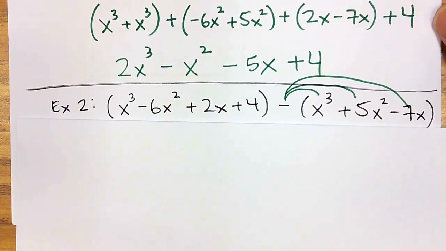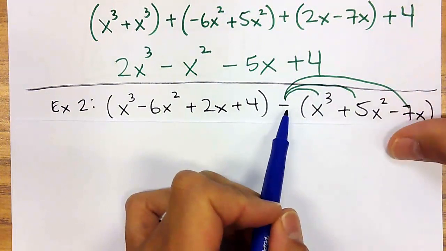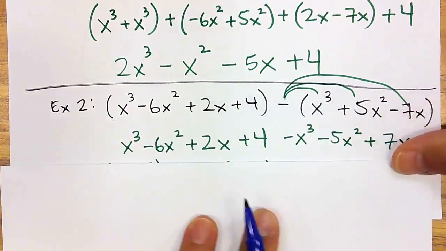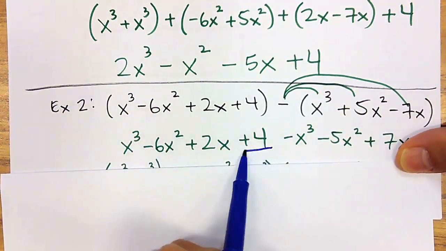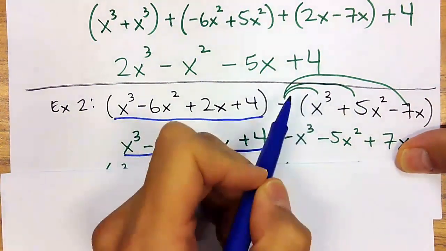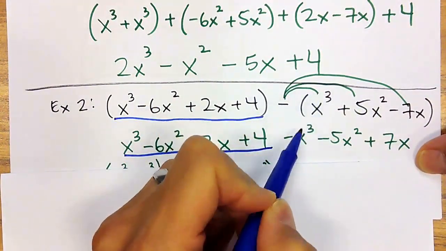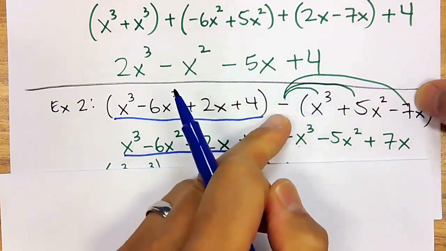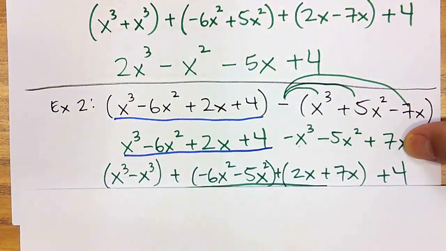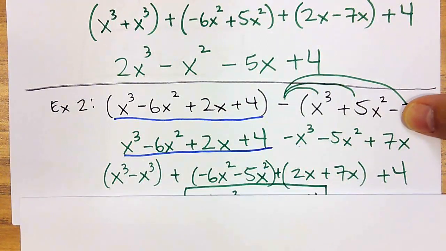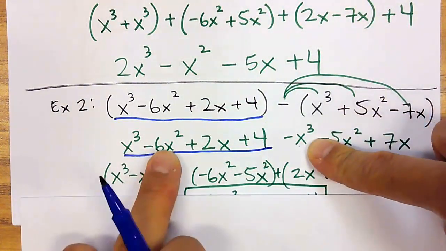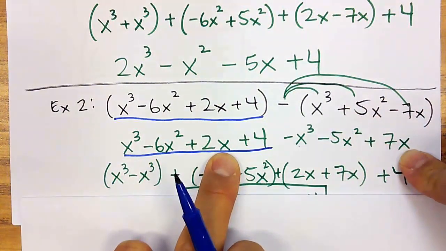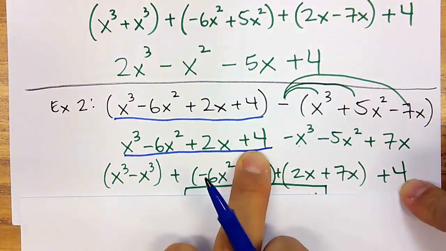The same thing, so I'm not going to read the question. But because it's subtraction, what I'm going to do first is distribute this. I just rewrote this above right here. And then I'm going to distribute this, so it's negative x cubed, negative 5x squared, and a positive 7x, because the two negatives make a positive. And then I'm going to do the like terms again. So x cubed minus x cubed, negative 6x squared minus 5x squared, positive 2x plus 7x, and then plus 4.